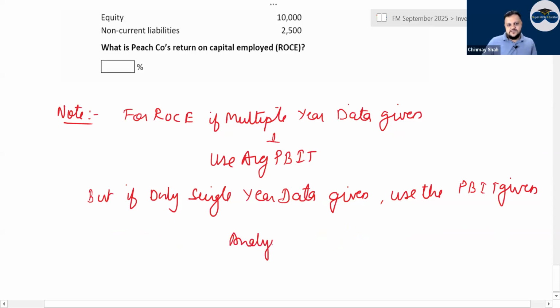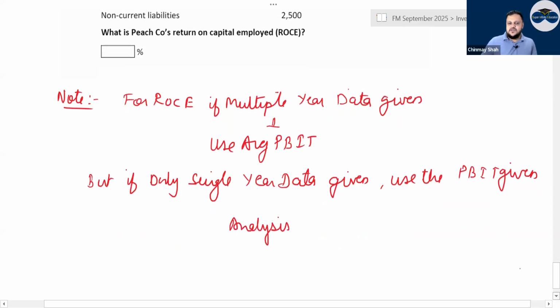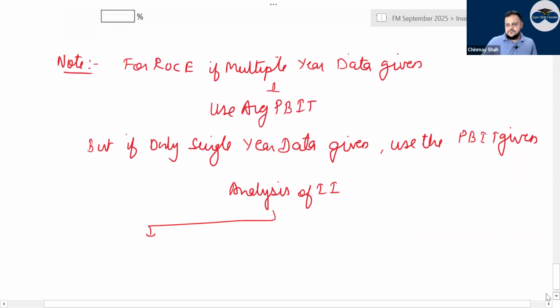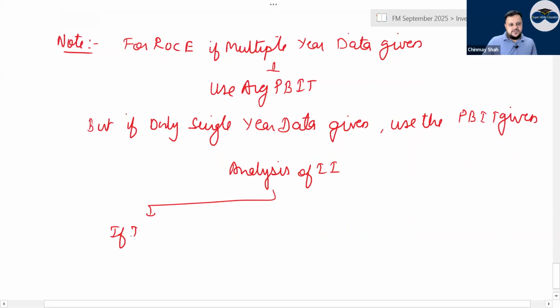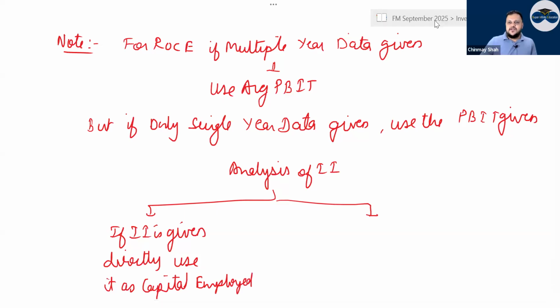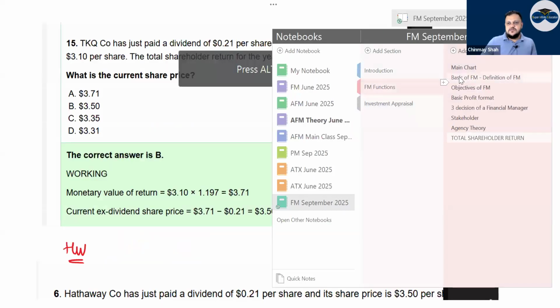अब चलो आगे एनालिसिस. Write down analysis of initial investment. If initial investment is given directly, use it, right? Use it as capital employed.